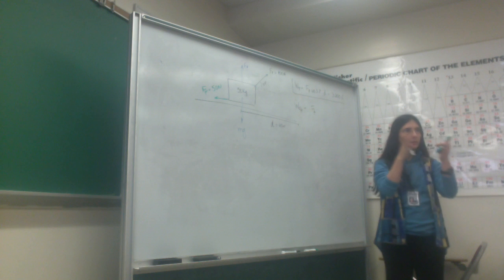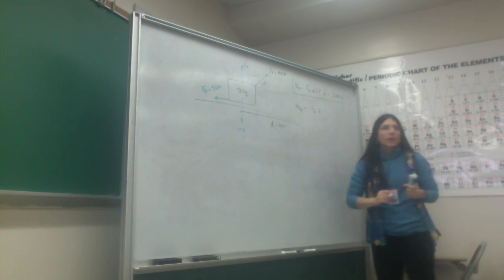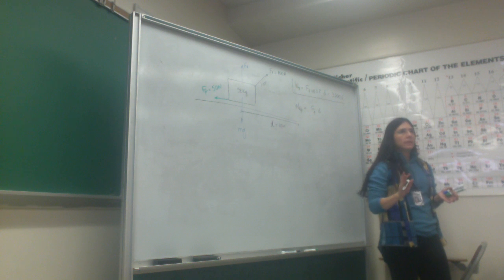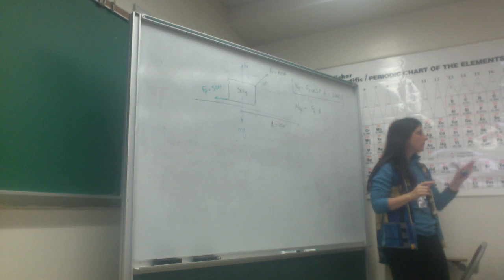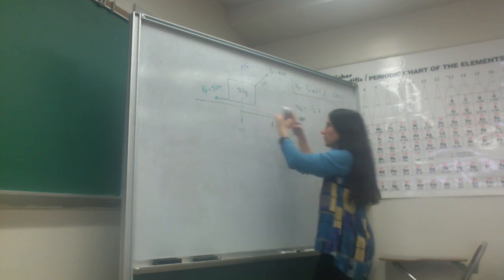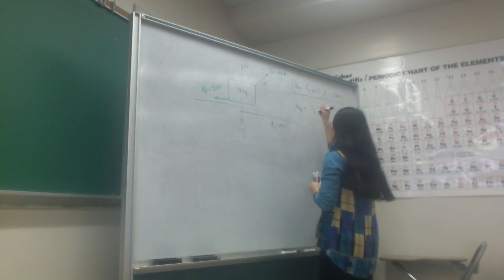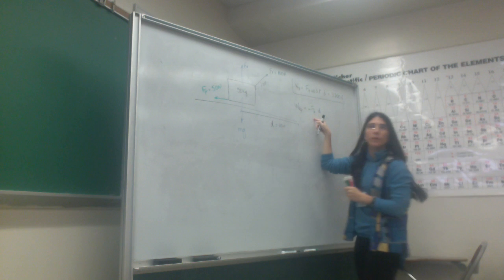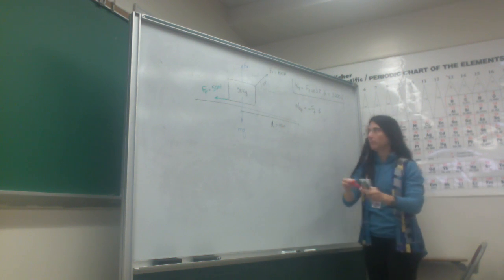Work is force multiplied by displacement, so there is the D. Is there anything missing? Or anything that bothers you in this? Negative. You see, because the displacement is to the right, but the force is to the left. So this force is opposite to my displacement. That's why I need to put this minus there. So let me mark this minus.